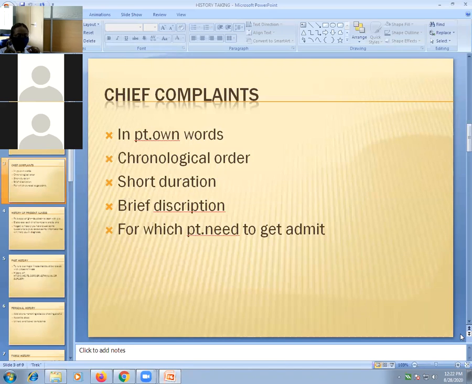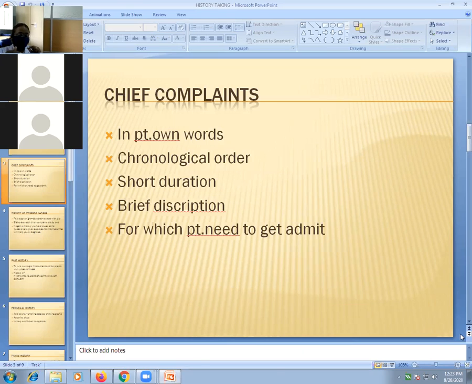Don't use medical words. They should be of short duration, not since 5 years, 6 years, 10 years, 12 years. Because chief complaint means the complaint for which the patient requires hospitalization. If the complaints are since 10 years, 12 years, 15 years, then why is the patient admitted now?